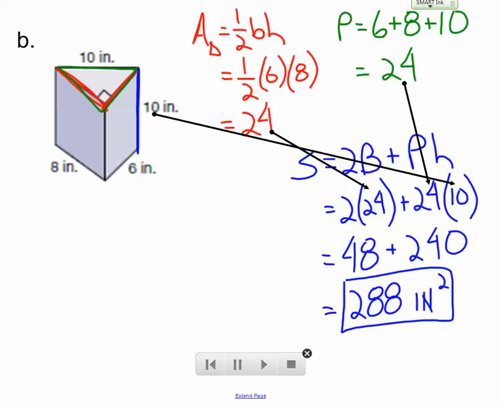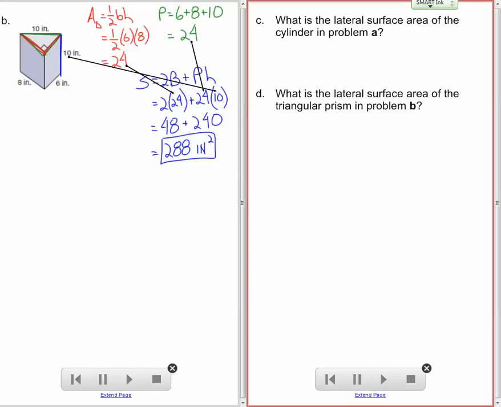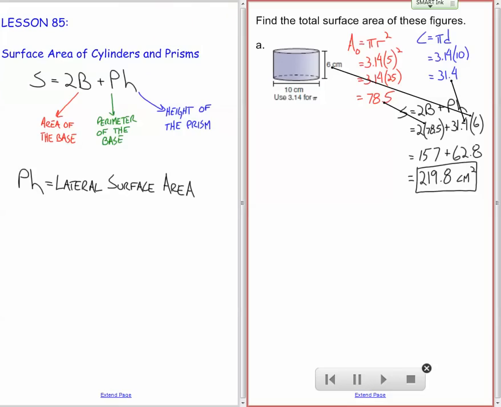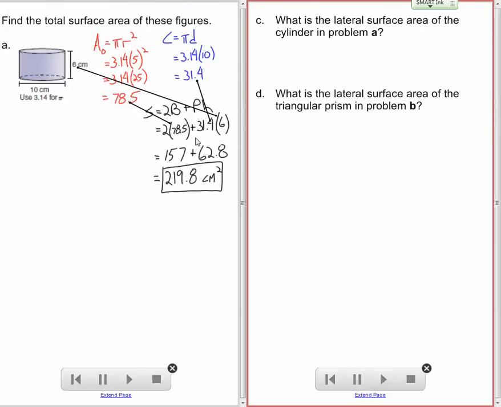Do another? No, actually, let's look at this a little closer. What is the lateral surface area of the cylinder in problem A? Let me go dual screen on this. Problem A. Sorry, bear with me here. The lateral surface area of the cylinder in A. Well, there it is right there. That's 62.8. Lateral surface area is 62.8.